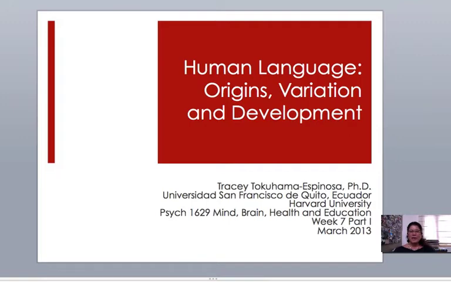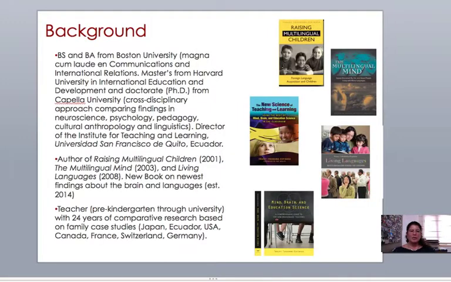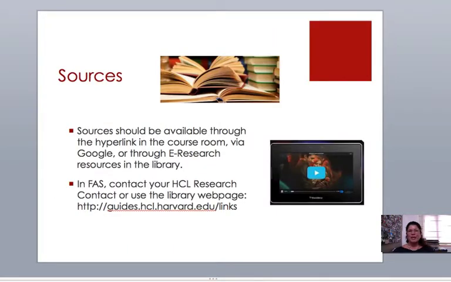This week we're going to be focusing on a lot of different topics or sub-areas of language. First, we're going to quickly review the goals of this particular unit, and then talk about the origins and the evolution of human language. Then we're going to consider some of the different variations in human language, as well as the development of language in children. And in part 2, we're going to have a good look at bilingualism and multilingualism, which is a particular favorite topic of mine. Just as a quick reminder, the resources for this course, the extra readings, as well as the backup PowerPoints can be found within the course room.